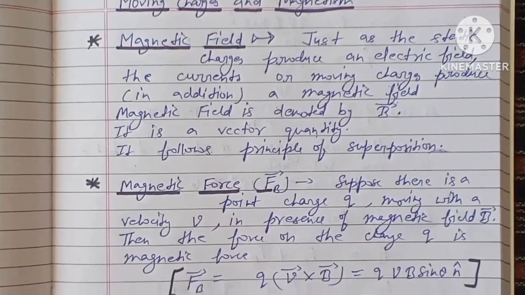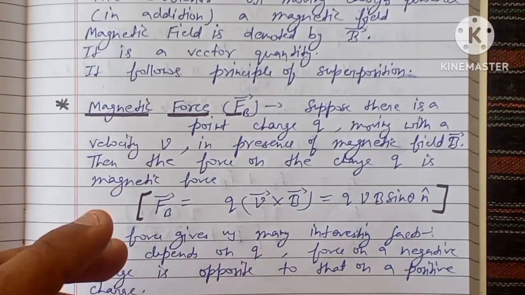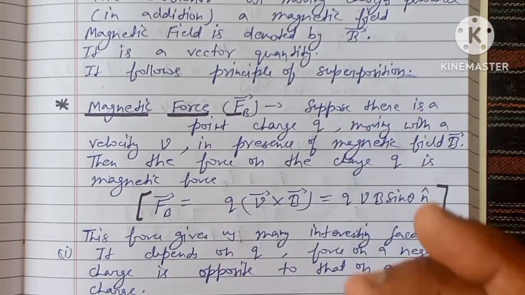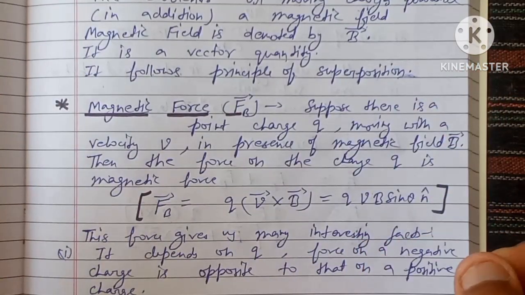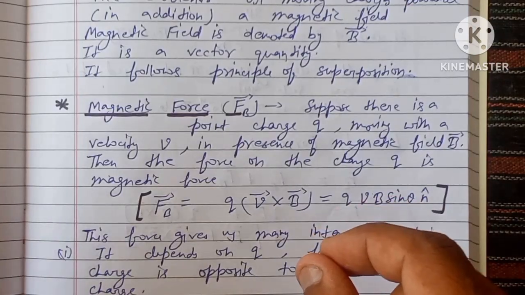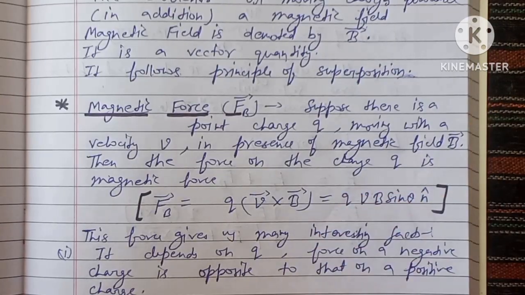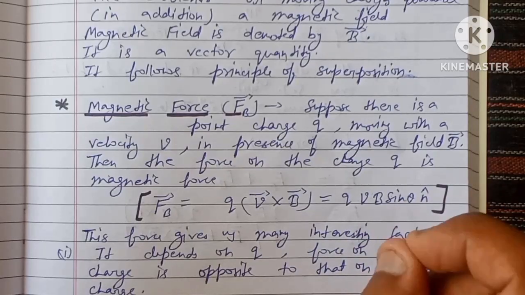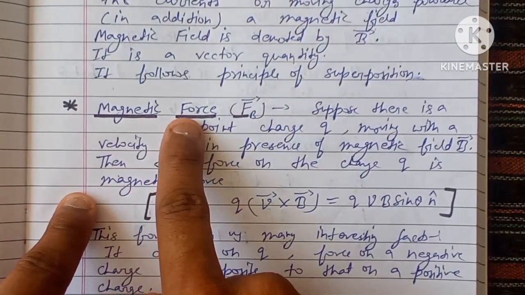Now let us move on to another topic, that is magnetic force. Now we know what a magnetic field is. We know that currents or charges in motion produce a magnetic field. Now what does this magnetic field do further? If a charge is moving in this magnetic field, which is produced by currents or charges in motion, then this charge feels a force in the presence of this magnetic field, or this magnetic field exerts a force on the moving charges. That force is known as magnetic force.